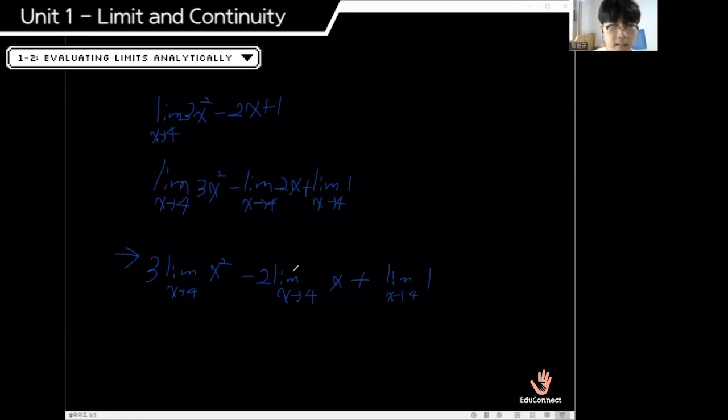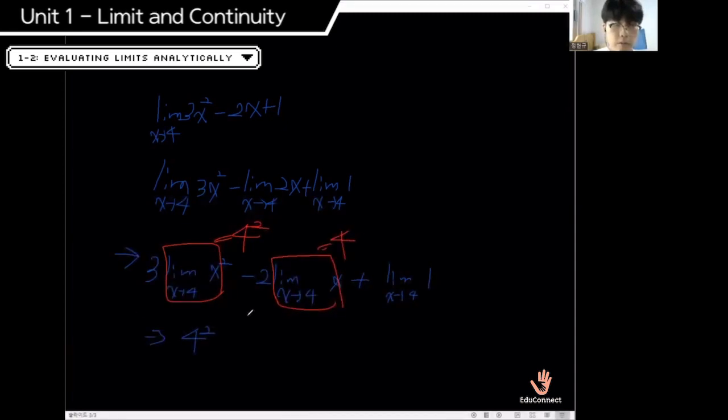Now, by using law 8, the limit as x approaches 4 of x squared can be simplified by plugging in the 4 for x. So here we get 4 squared. Now, per law number 6, the limit as x approaches 4 of x is equal to 4. And the limit as x approaches 4 of 1 is simply 1.